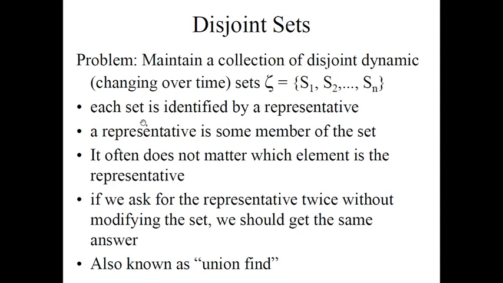Here the important property is that each set is identified with a representative. Who is going to be the representative? For example, our set S1 is equal to {1, 2, 3}. Any member of the set can be the representative. Say my representative is 2. Then if you are searching for 1, 2 or 3, the answer will be the representative's name. The representative is some member of the set. It often does not matter which element is going to be the representative.